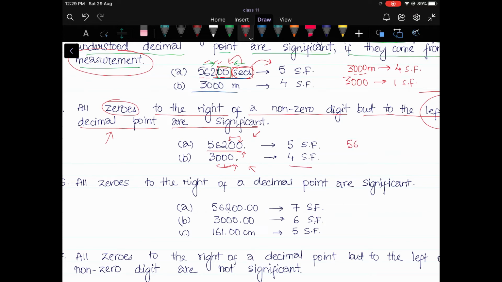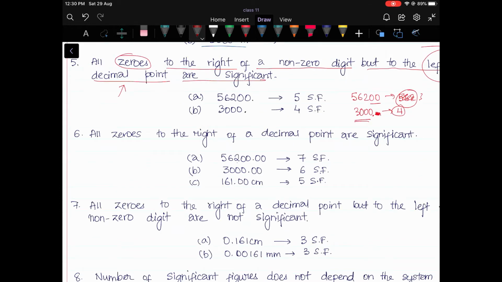If I would have said the same thing, but without writing this decimal, see, we did not write a decimal right now, so we should not count these 2 zeros. That means we have only 562 as significant figures. That means only 3. And here also, if I just write 3000, only 1. If I write 3000 meters, we have 4. If I write 3000, no meters, but there's a decimal point written here, then again we have to say there are 4 significant figures.